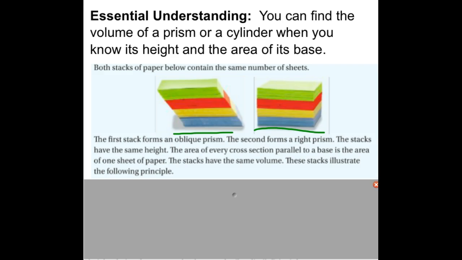When you look at this right one, this is called a right prism. The bases are stacked right up on top of each other, and you know the base and the height. These figures right here would actually have the exact same volume. You haven't added or subtracted any sheets of paper in between the two of them.